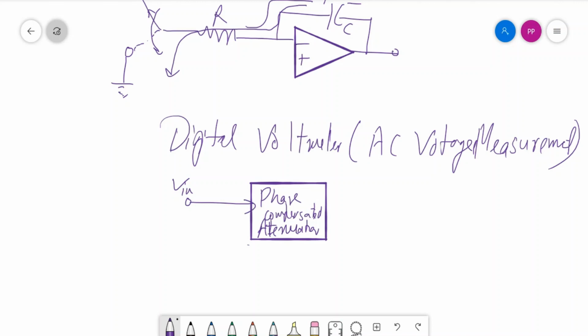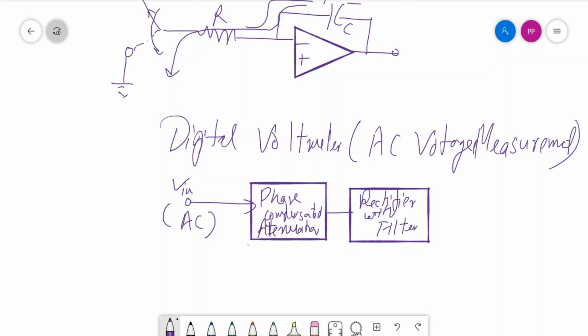Then this AC voltage, I write in bracket AC for clarity, is rectified. We are using a rectifier, so a rectifier with filter.